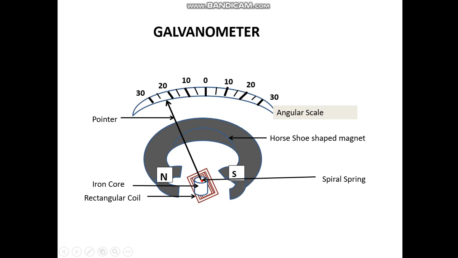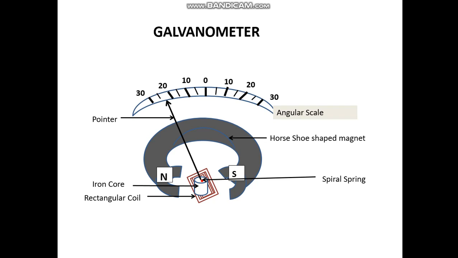The magnetic field due to the horseshoe-shaped magnet and the magnetic field due to the current flowing through this rectangular coil interact with each other, producing a shift in this pointer, which indicates the current. Current is directly proportional to the pointer movement. The more the current, the more the movement of the pointer on the scale.